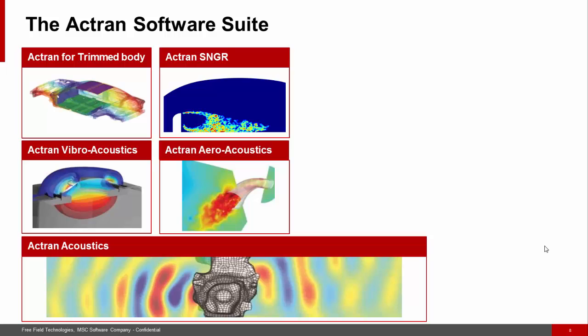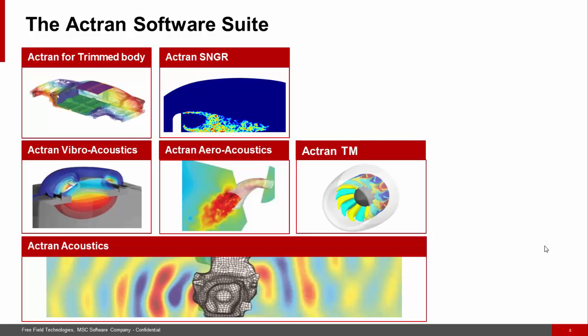Then Actran TM is a module dedicated to turbomachinery noise, and specifically it is useful for turbofan engine inlets. All these modules are standard FEM modules, so the solution scheme is an FEM method.